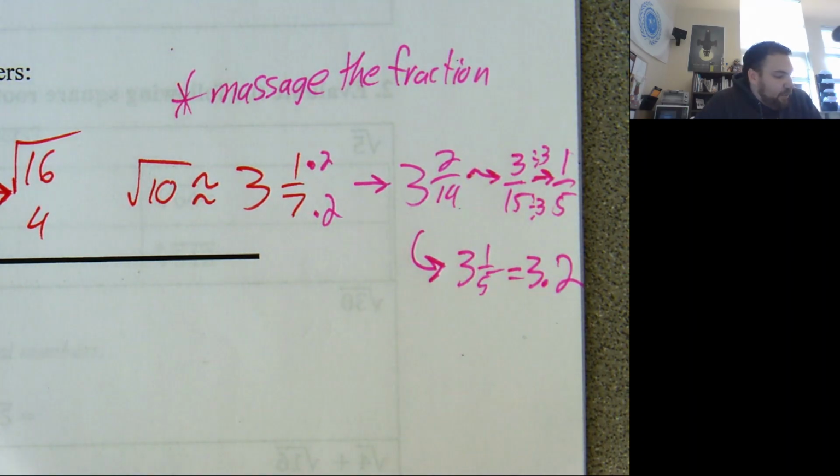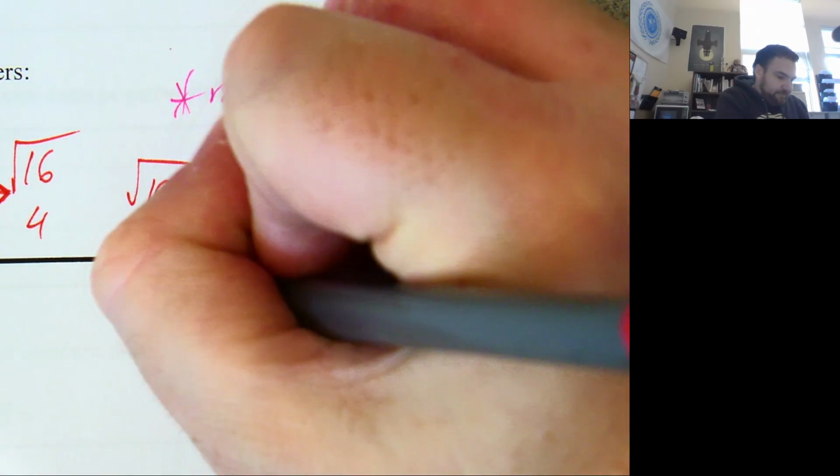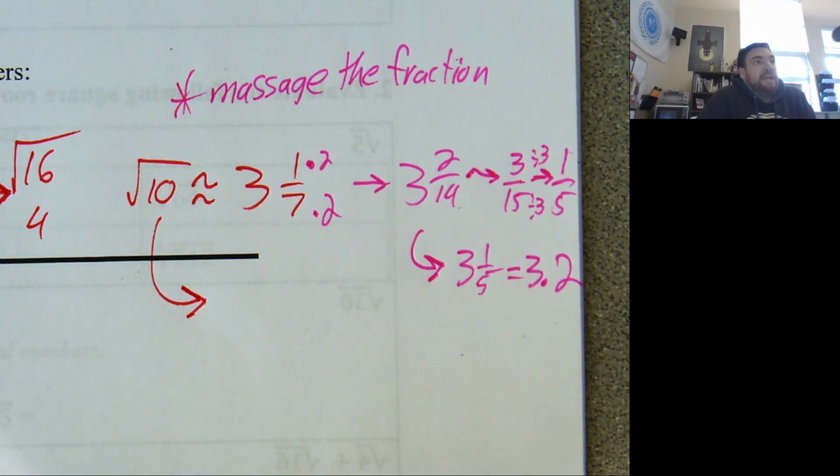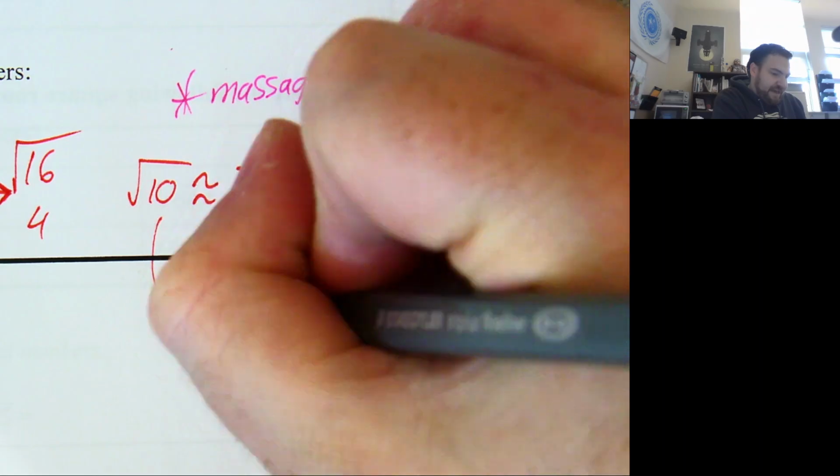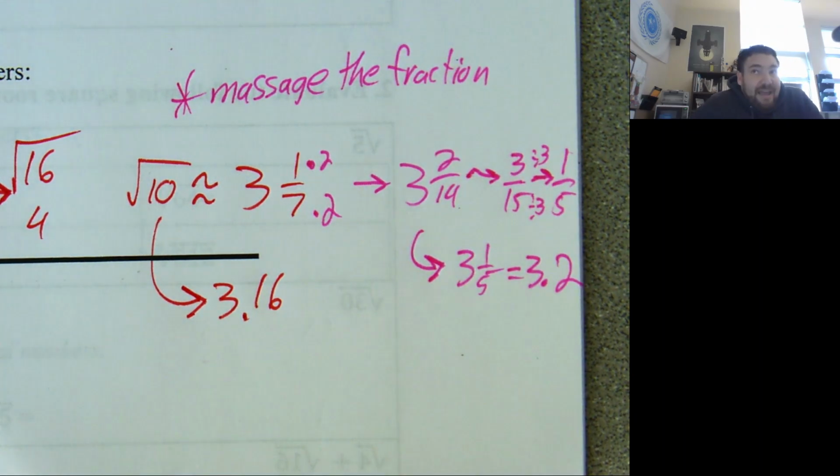Someone with a calculator now, what is the square root of 10? Root 10 is? Juno? Done. Stop right there. If it's 3.16 and my estimate was 3.2, is that close? Yeah, does one round to the other? Yeah, we're good.